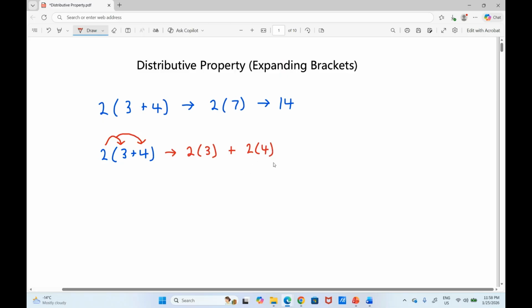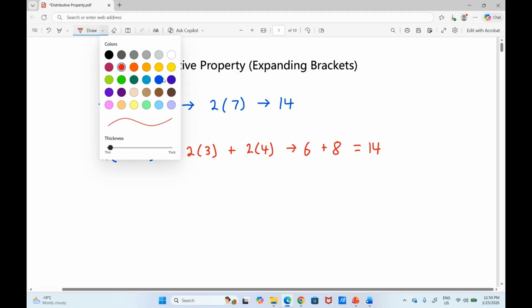So let's compute this. 2 times 3 is going to be equal to 6. And 2 times 4 is going to be equal to 8. What is 6 plus 8? 14. So I ended up getting the same answer as when I simplified using BEDMAS first by adding the 3 and the 4. So then what is the purpose of using this distributive property? Let me go over an example of that now.